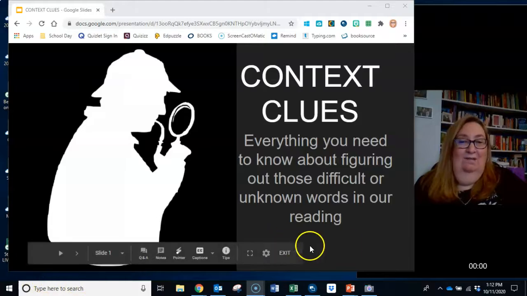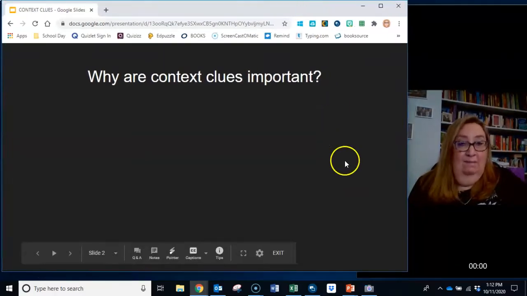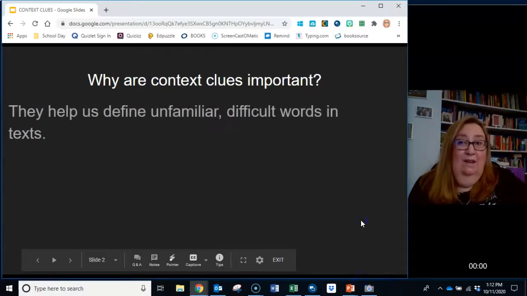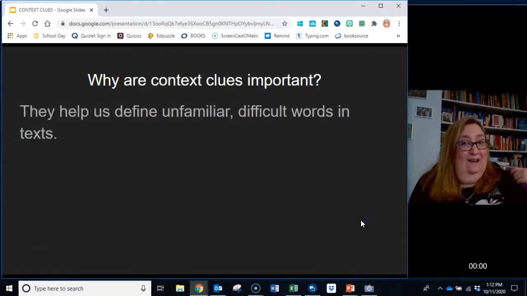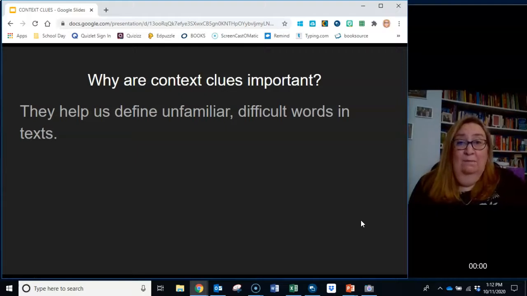All right, let's continue on and learn about context clues. Why are they important? Why do teachers waste your time by talking about them? I promise you we're not wasting your time. These are going to be super important for everything that we do this year. Let's figure out why. They help us define unfamiliar or difficult words in text. And that just means that to define something is to find out the definition, to find out what words mean.